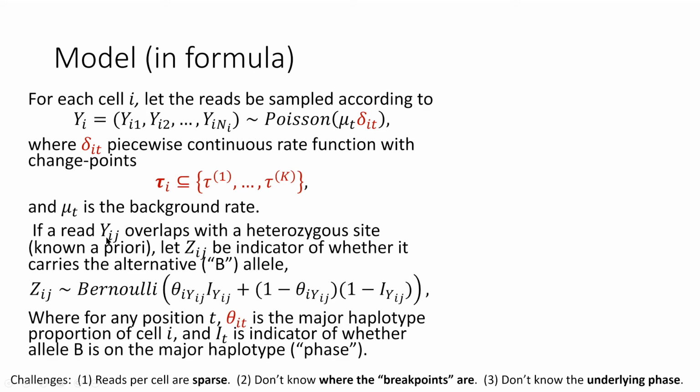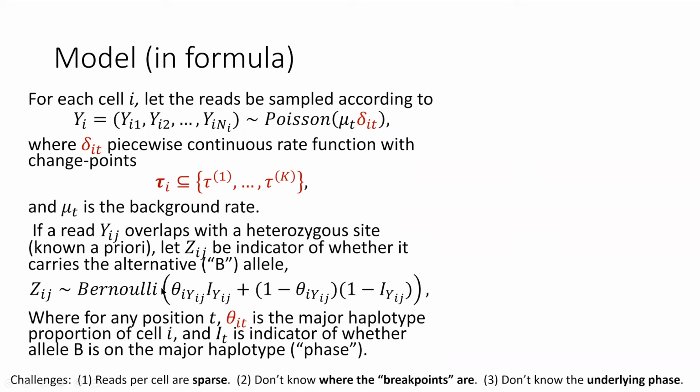If the read Yij overlaps with a heterozygous site, where I is for cell and J is for read, and we know these a priori, so we assume that you sequence the blood of the patient and then you can call the heterozygous sites, or that you have some way of getting these germline heterozygous sites to begin with, then we let ZIJ be the indicator of whether it is the alternative allele. So each read that covers a heterozygous site also gets a ZIJ indicator, and this indicator is either 1 or 0.